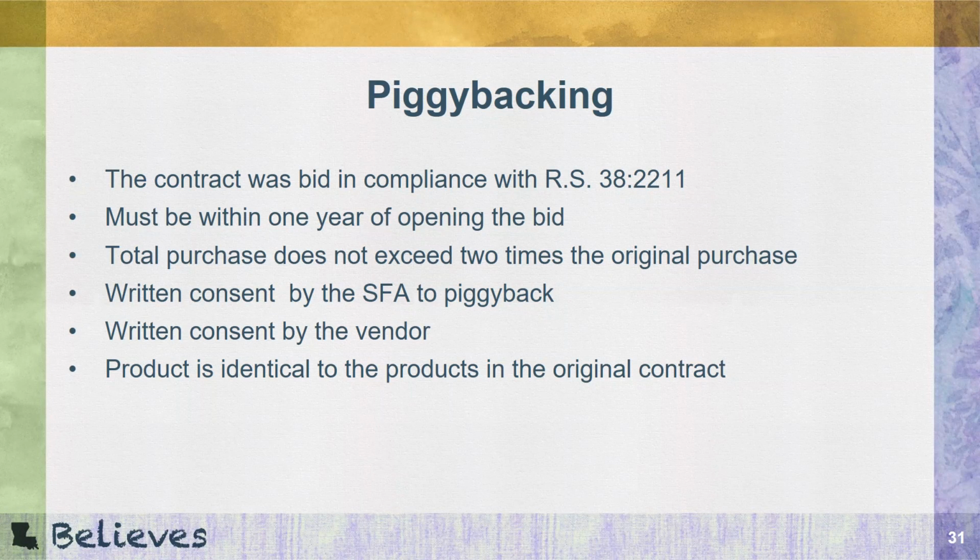It also has to obtain consent from the vendor for the additional purchases. The product that the piggybacking SFA buys has to be exactly the same product that the original SFA bidding the contract was bidding for. So you can see that the regulations just don't really make it easy to piggyback off of another contract. A better option is to plan ahead and include both SFAs on the original solicitation, and that's the way you're really covered.